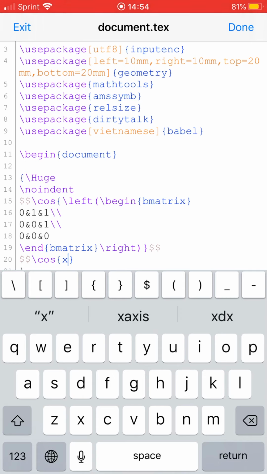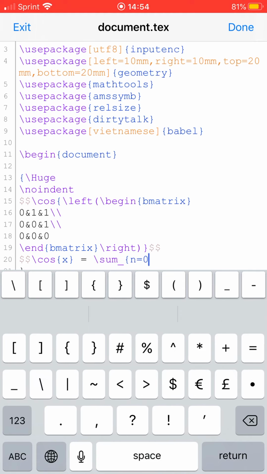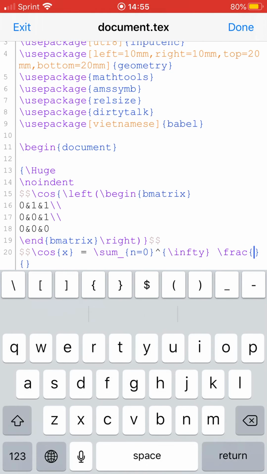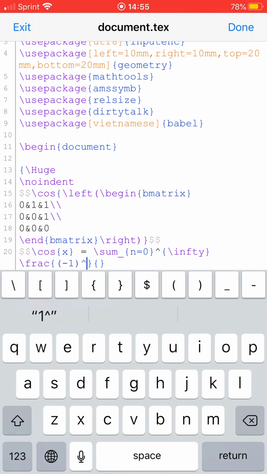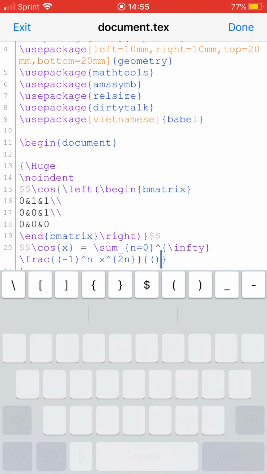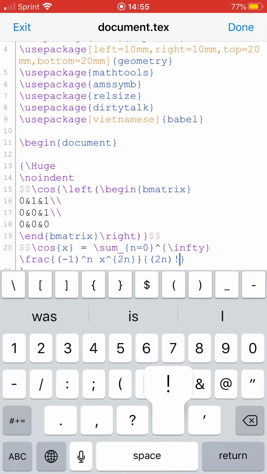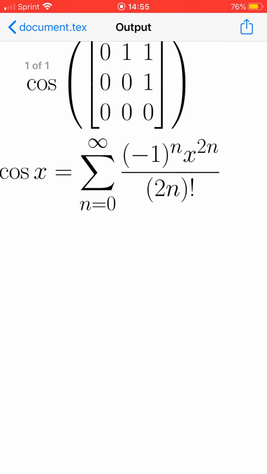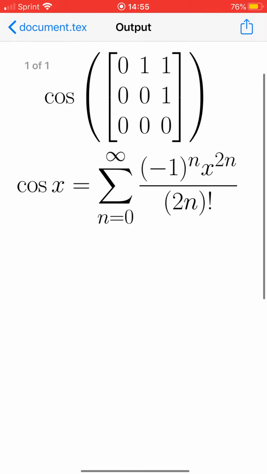So cosine of x is equal to the sum from n equals 0 to infinity of negative 1 to the nth power times x to the 2nth power, divided by 2n factorial. This is the Maclaurin series of the cosine function, which is basically the Taylor series expansion around x equals 0.